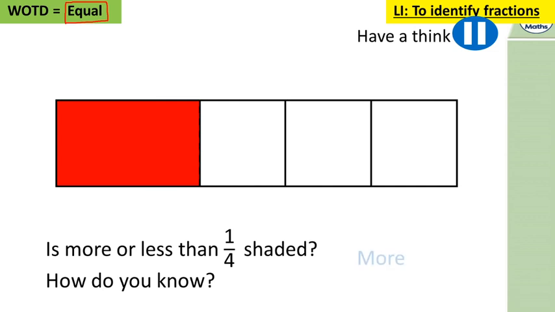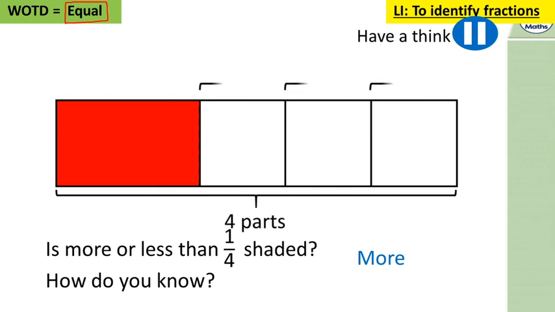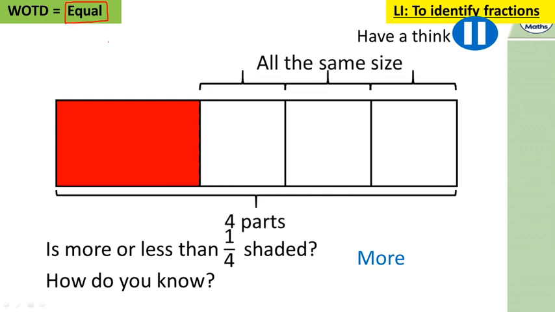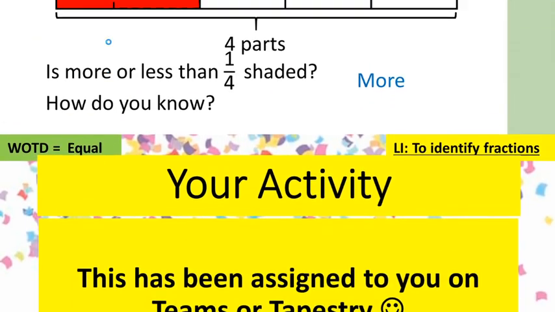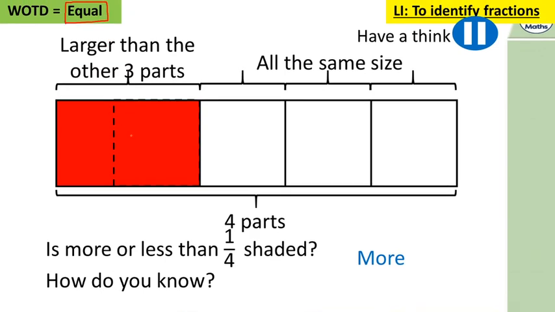Let's have a look. So there are 4 parts. So these 3, the white ones, are all the same size. However, the red one is larger than the other 3 parts, isn't it? So it has to be less, because if it was just this bit shaded, it would be 1/4, but there's more than 1/4 shaded.